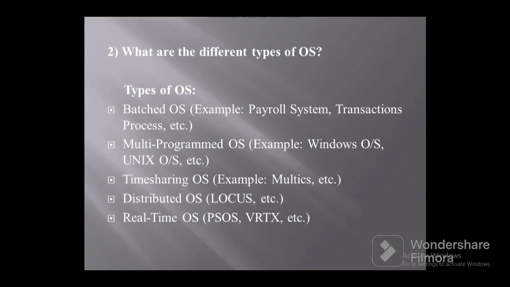And the second question is, what are the different types of OS? So there are basically 5 types of OS. First is batch OS, multi-programmed OS, time-sharing OS, distributed OS, and real-time OS. And all the examples are included here.